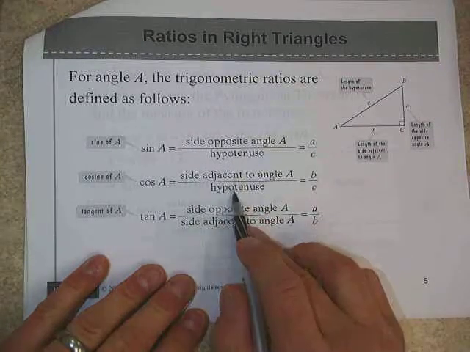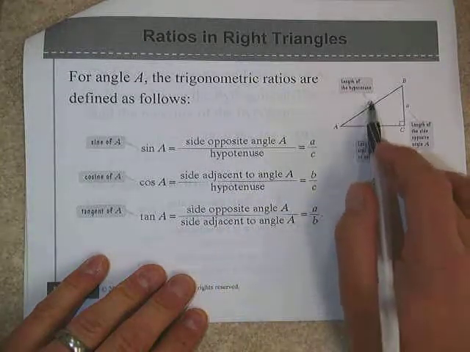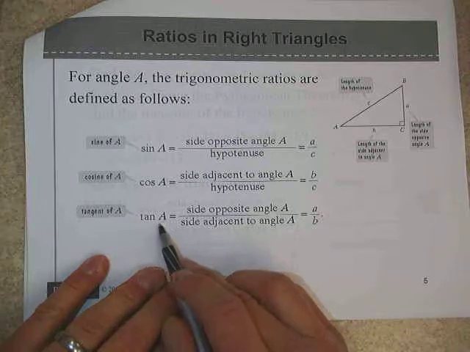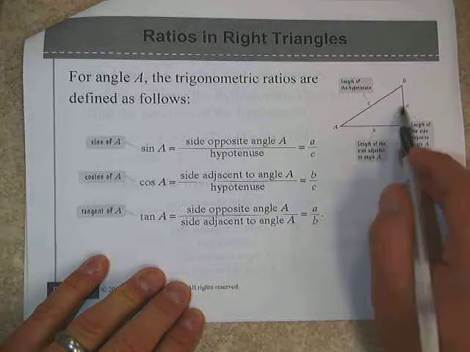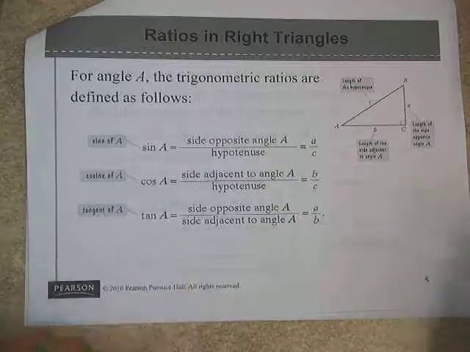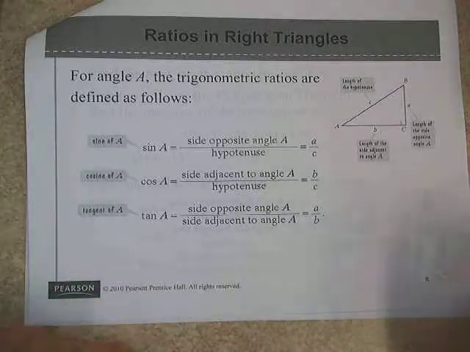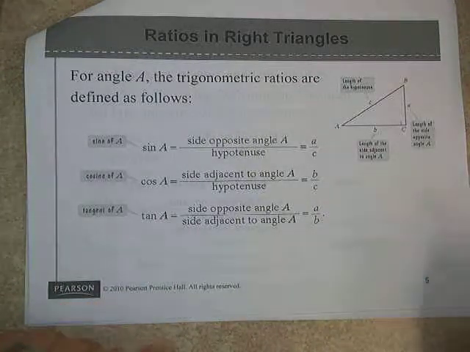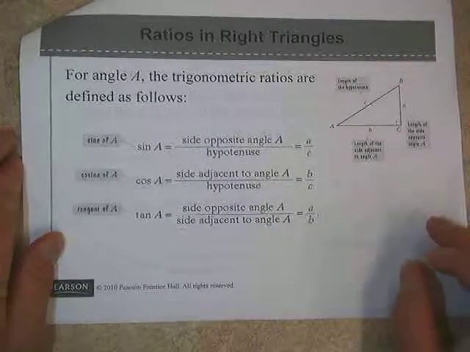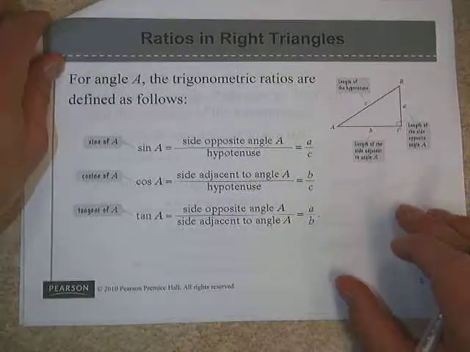Okay, the cosine ratio is always going to be the adjacent over the hypotenuse. So in this case, it would be B over C. And the tangent of A is always going to be the opposite over the adjacent, which is A over B. Okay? So with these ratios, these true equations that we can write with any right triangle, we can set up these sentences and we can use them to solve real world problems, which we'll see in a minute.